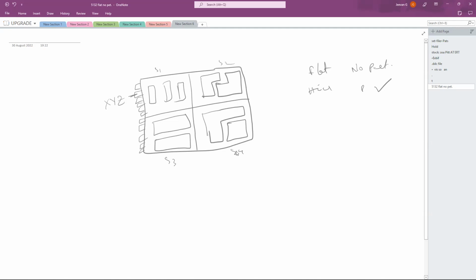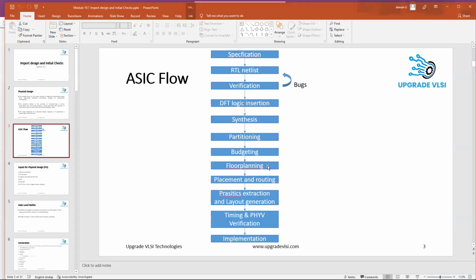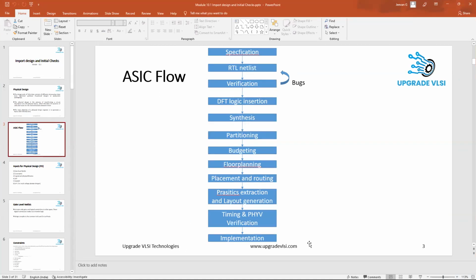After that come floor planning and placement. We already had a discussion about these, and we will see the detailed analysis in the dedicated steps in further classes. Partitioning and budgeting we never discussed in detail, so that's why I thought of telling you again. This is the thing in the ASIC flow.